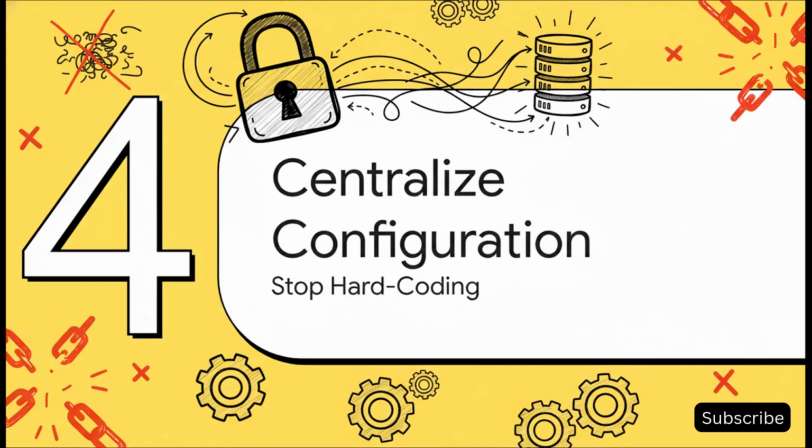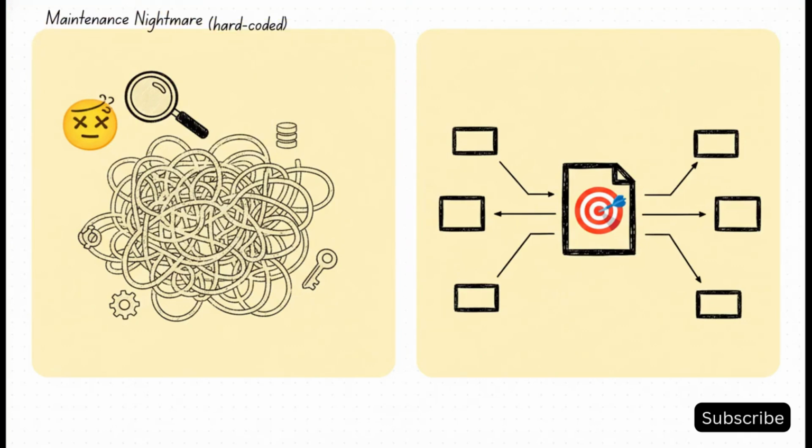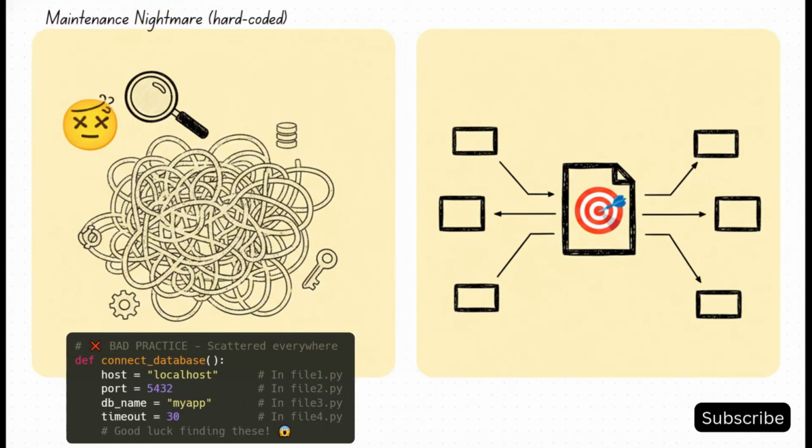All right. Let's talk about leveling up the professionalism of your applications with our fourth pattern, centralized configuration. This is all about fixing one of the most common and most painful mistakes I see beginners make: hard coding values all over their codebase. The bad practice on the left, it's just a maintenance nightmare. The database port is hiding in one file, the API timeouts in another, maybe the secret key is somewhere else entirely. If you need to change a value, you have to go on a scavenger hunt through your entire project.